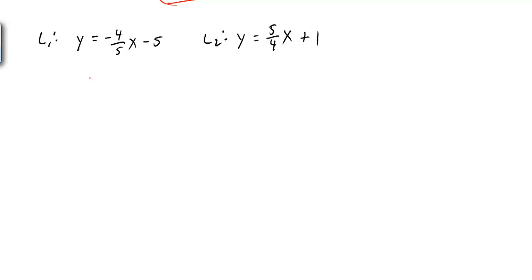So if we compare the slope, well, it's already in y equals mx plus b, so we know the slope of the first line is negative 4/5, and the slope of the second line is 5/4. So if we compare, they are the negative reciprocal, and therefore they would be perpendicular.